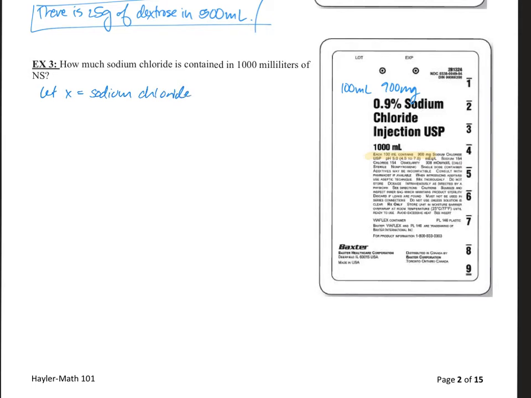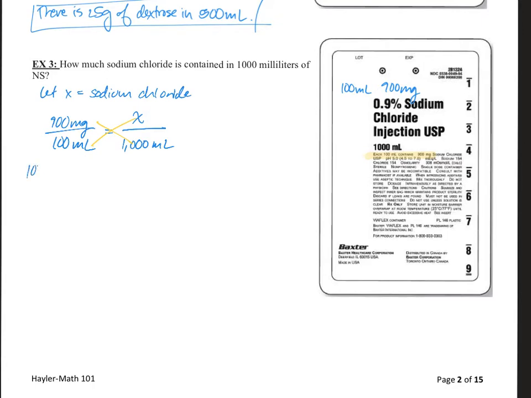And we can set up a proportion, so 900 milligrams over 100 milliliters is going to be equal to, we don't know how many grams of sodium chloride, but we do know we're figuring it out in 1,000 milliliters. Let's go ahead and cross multiply.